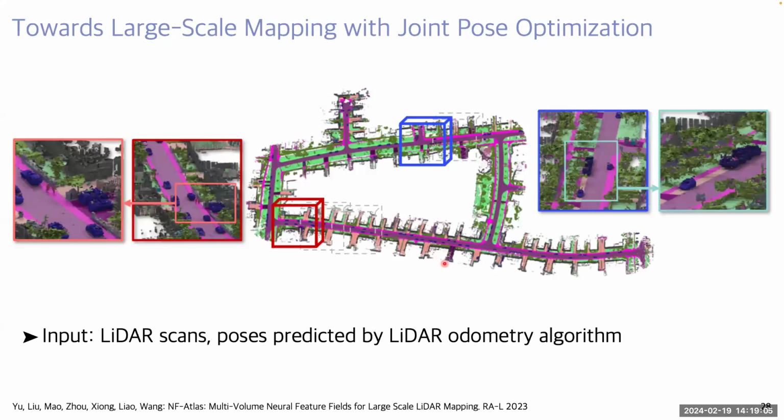In this case, we use LiDAR scans as input. And furthermore, we do not require the ground truth poses. We directly use a LiDAR odometry algorithm to predict the poses between two LiDAR frames. And we aim to reconstruct such a large-scale urban scene.